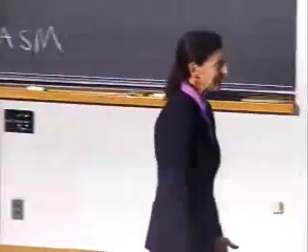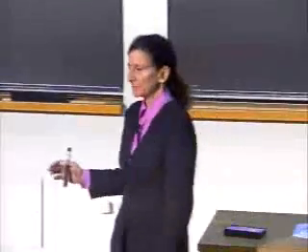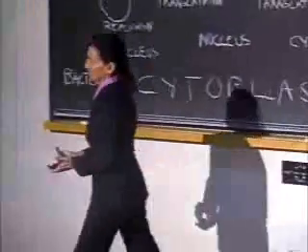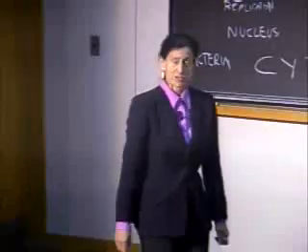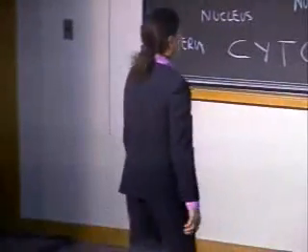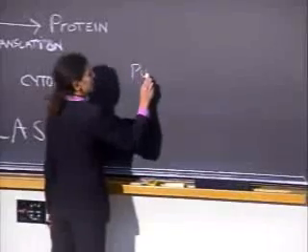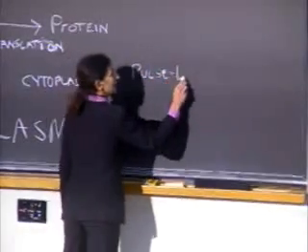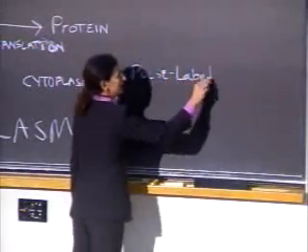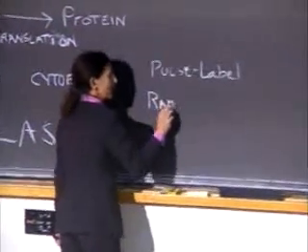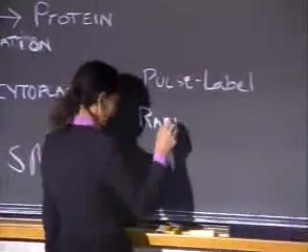So he did this experiment where he decided he would pulse label proteins as they were being synthesized in a pancreas, directly in a pancreas. So what he did was he injected radioactive amino acids directly into the pancreas of hamsters.